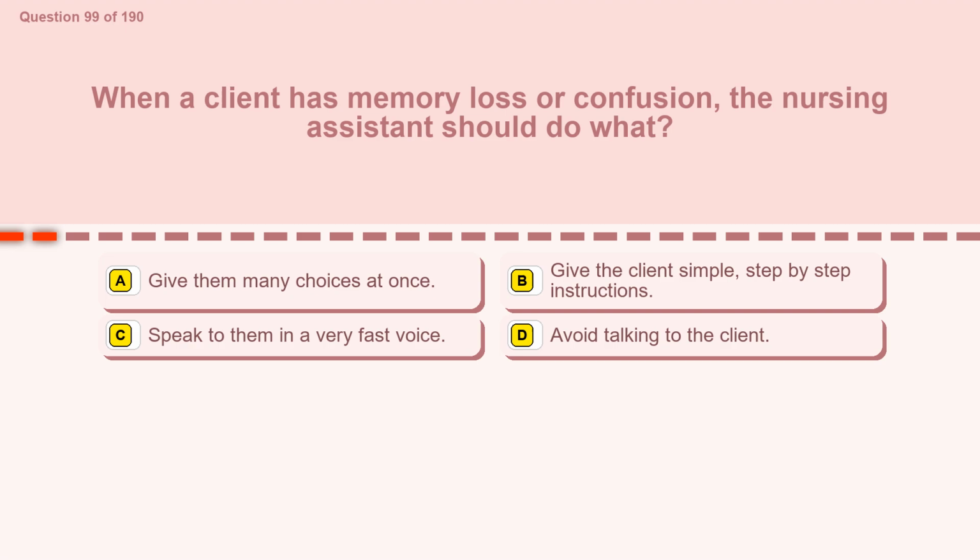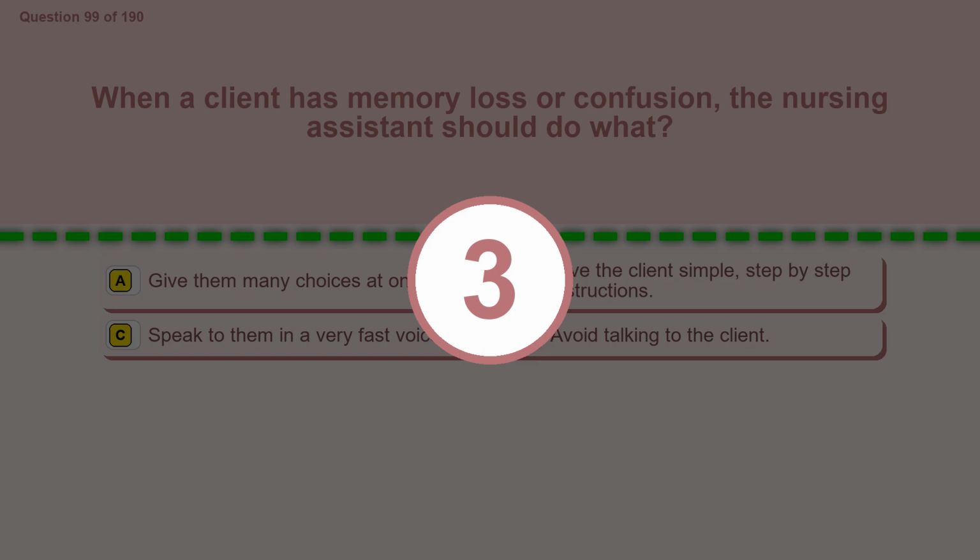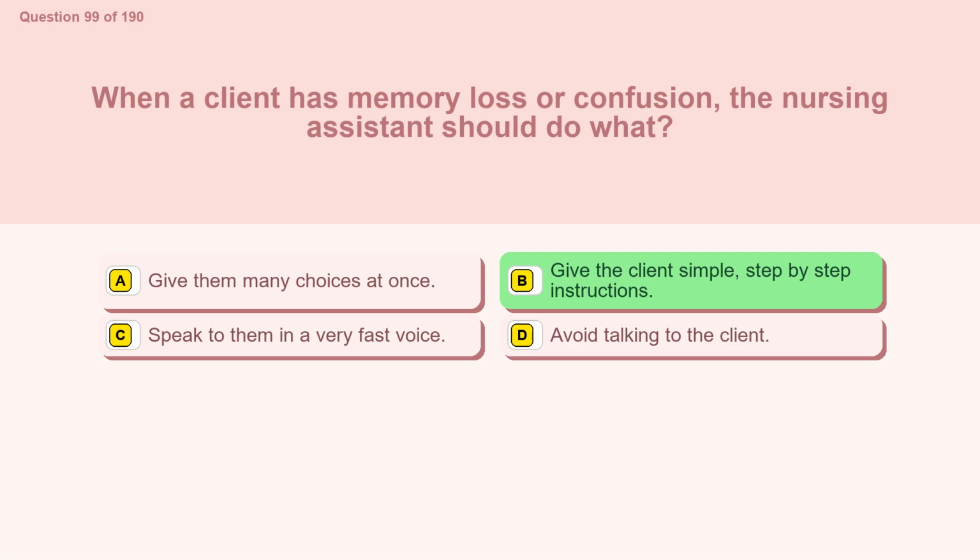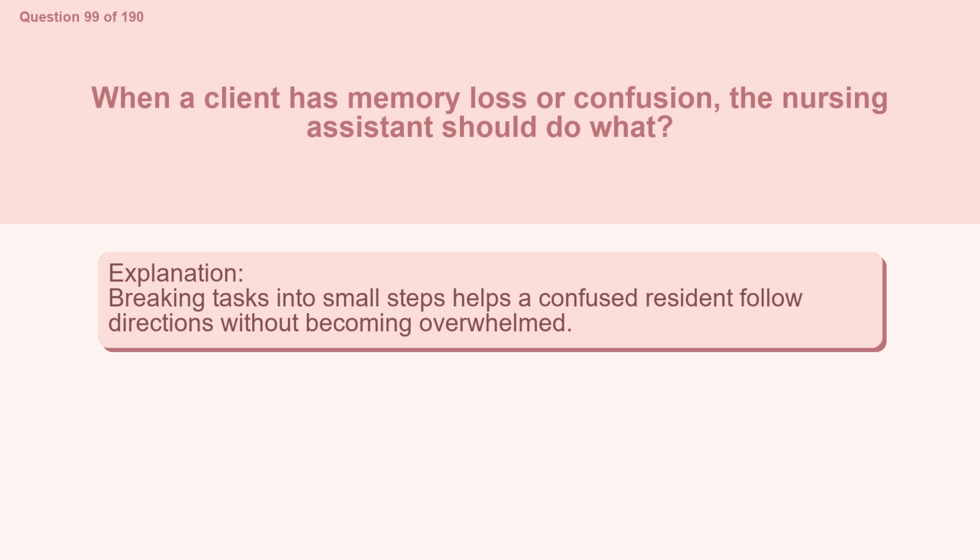Question 99. When a client has memory loss or confusion, the nursing assistant should do what? Option A, give them many choices at once. Option B, give the client simple, step-by-step instructions. Option C, speak to them in a very fast voice. Option D, avoid talking to the client. The correct answer is option B, give the client simple, step-by-step instructions. Breaking tasks into small steps helps a confused resident follow directions without becoming overwhelmed.